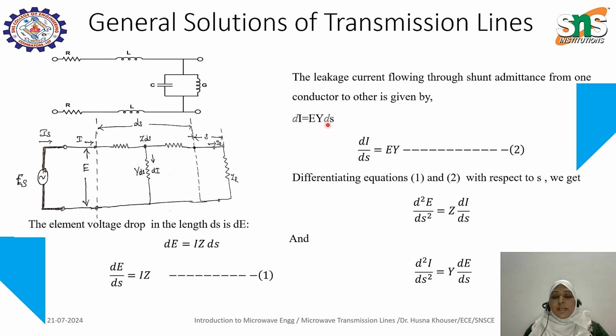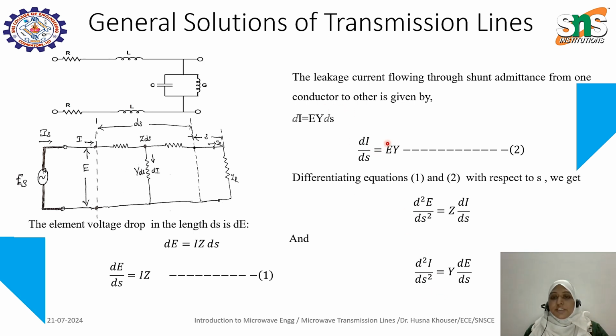Now we again differentiate with respect to ds, and rearrange the terms. So we get dI by ds is equal to Ey. Now we are differentiating these two equations, 1 and 2, with respect to the s parameter. We get d square E by ds square, and from equation 1 we get z into dI by ds, and similarly for equation 2, dI by ds is equal to Ey, and again we differentiate this term with respect to ds square.